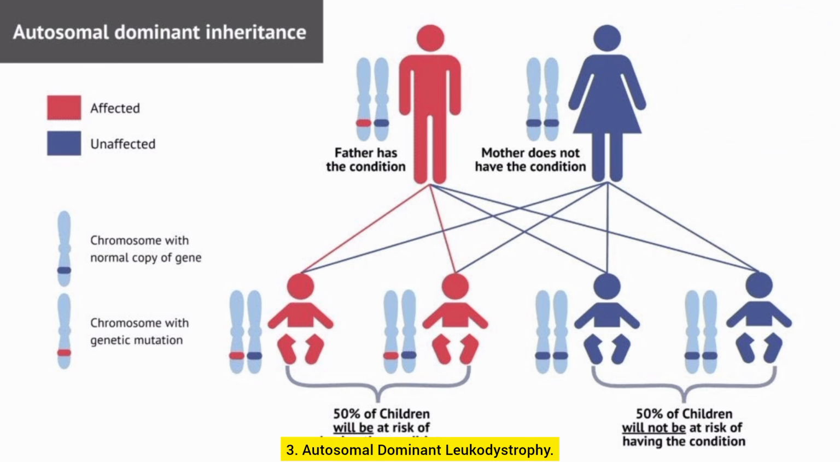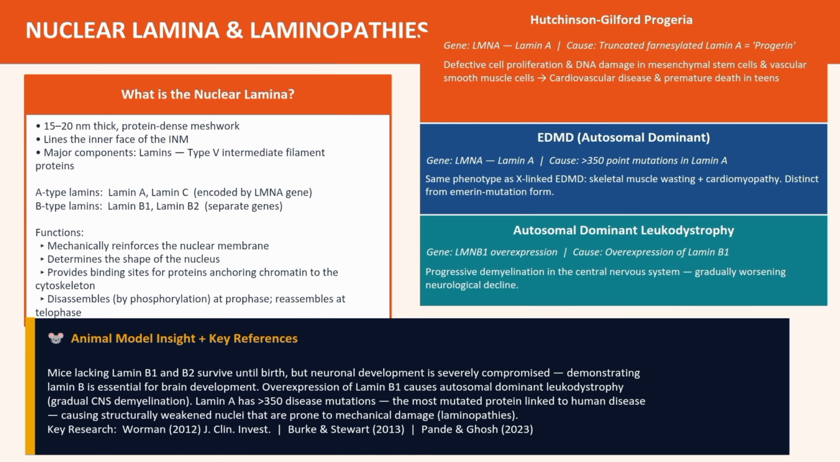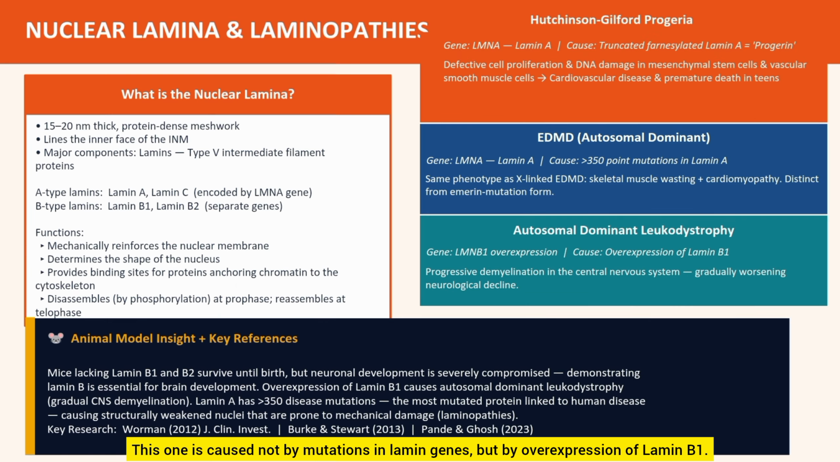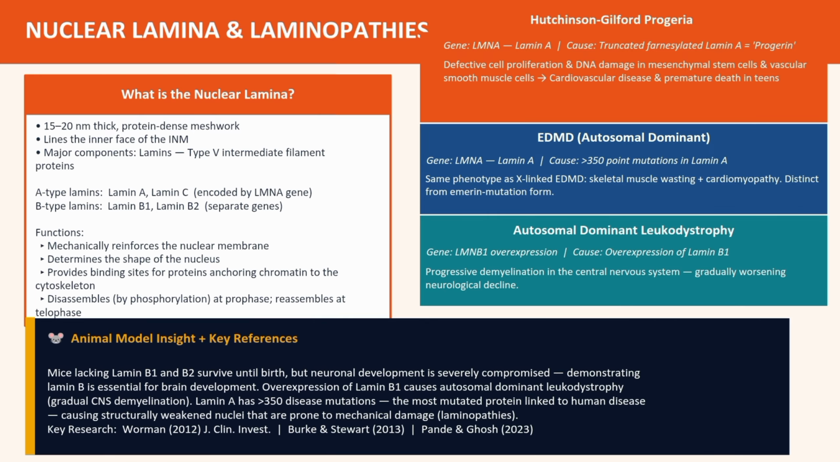Third, autosomal dominant leukodystrophy. This one is caused not by mutations in lamin genes, but by overexpression of lamin B1. Too much of a good thing. The result is progressive demyelination in the central nervous system. The myelin sheaths around nerve fibers break down gradually, leading to a slow and progressive neurological decline.